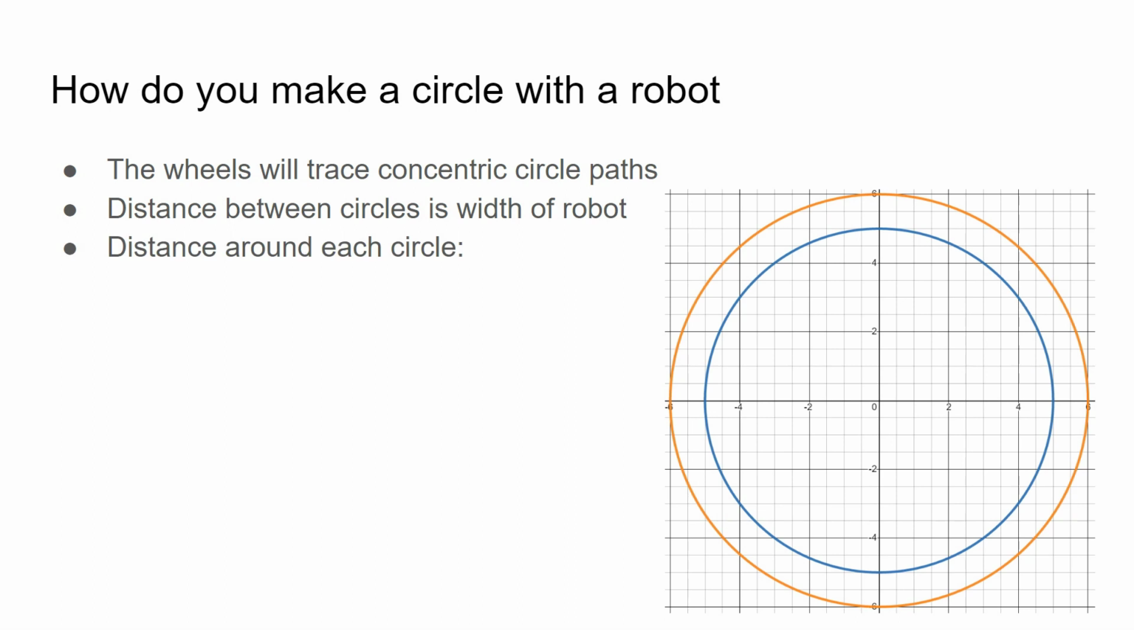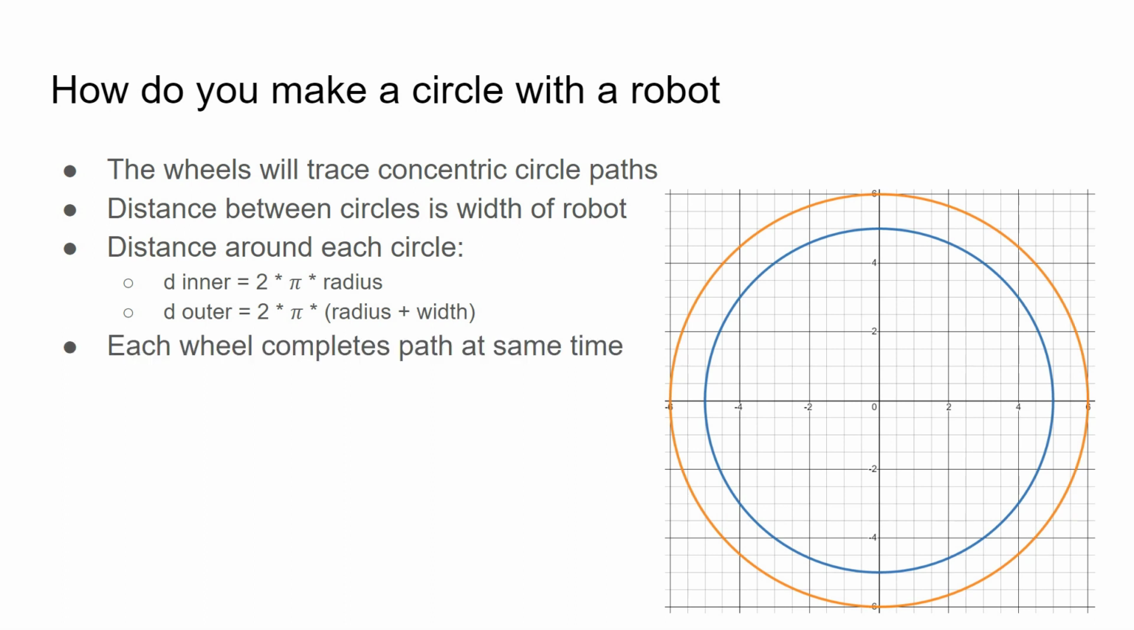So let's just do some simple math. What's the distance around each circle? The distance around the inner circle is 2 pi times radius, and the distance around the outer circle is 2 pi times radius plus width, right? That extra radius from the width of the robot. And we know that each wheel is going to complete their path around each of their circles at the same time, which indicates to us that one wheel must be moving slower than the other. Specifically, the inner wheel must be traveling slower than the outer wheel.